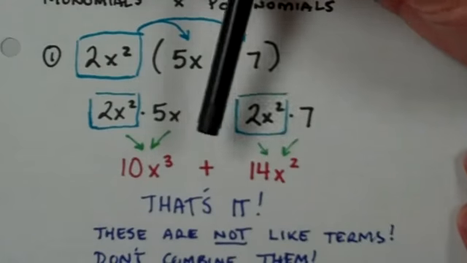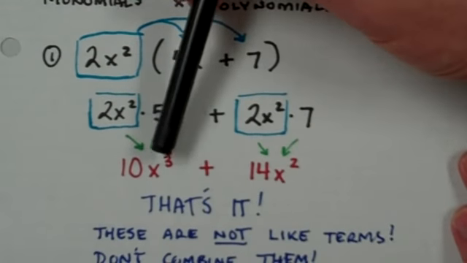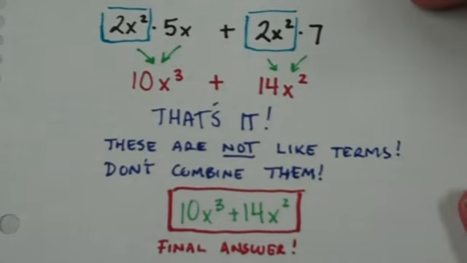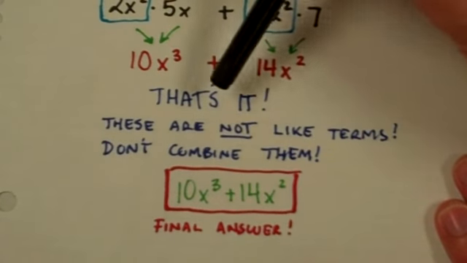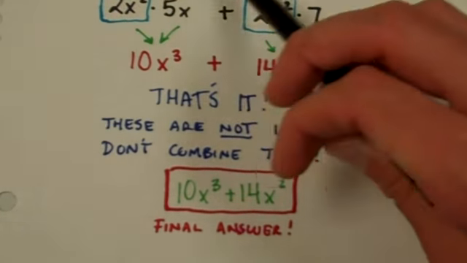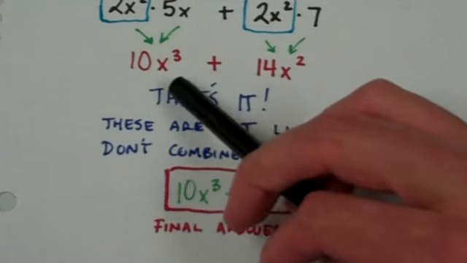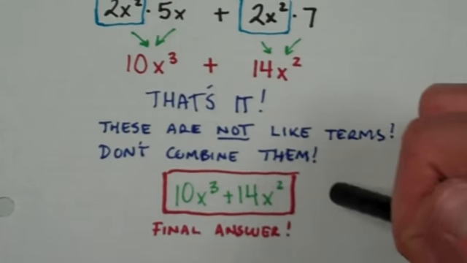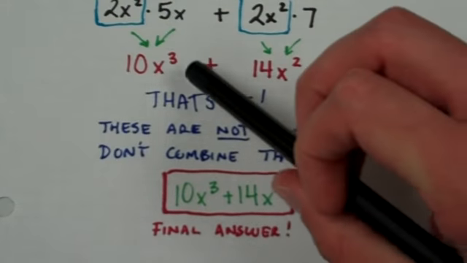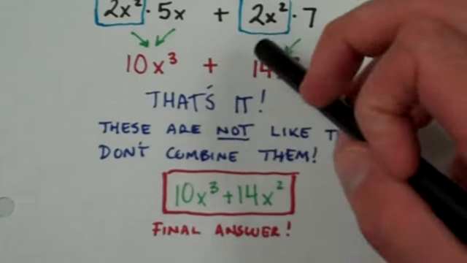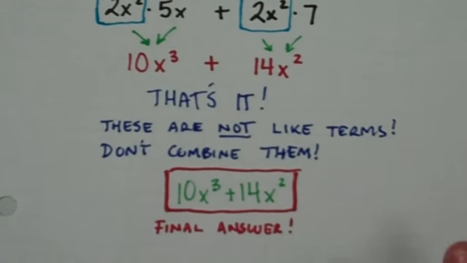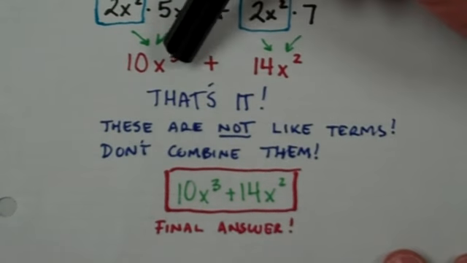It doesn't go away. Now notice, a lot of people make a big, big mistake, so be careful. Once you multiply them, you're done. Look at your two terms. These are not like terms. I see so many papers where somebody will try to combine this to make it say like, oh, I don't know, 24x to the fifth or something like that. You cannot combine them because these are not like terms.